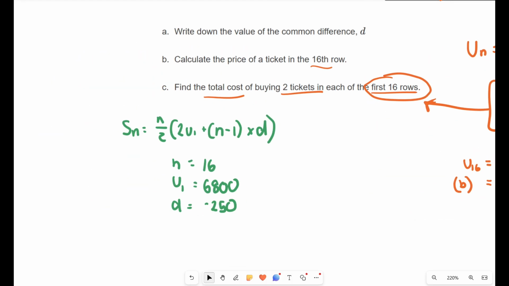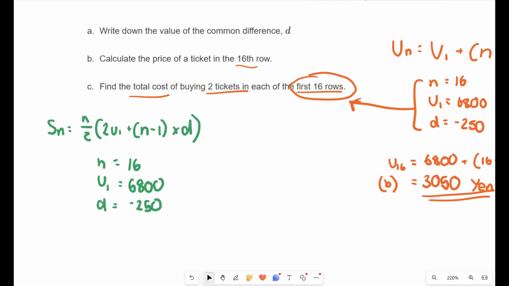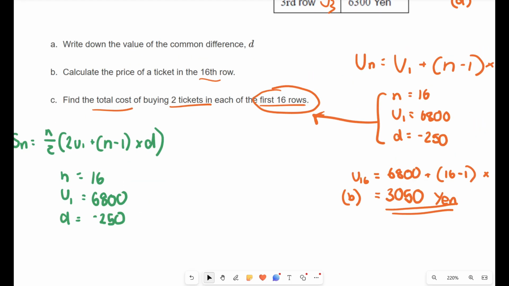I've just written out the formula and the values of our 3 parts of the equation. Even in this case, n still remains the same because we're looking for the first 16 rows, and in the previous part B question, we were looking for the 16th row. So even in both of these different questions, n still remains 16. This would not be the case for every type of question, however, just be aware of that.